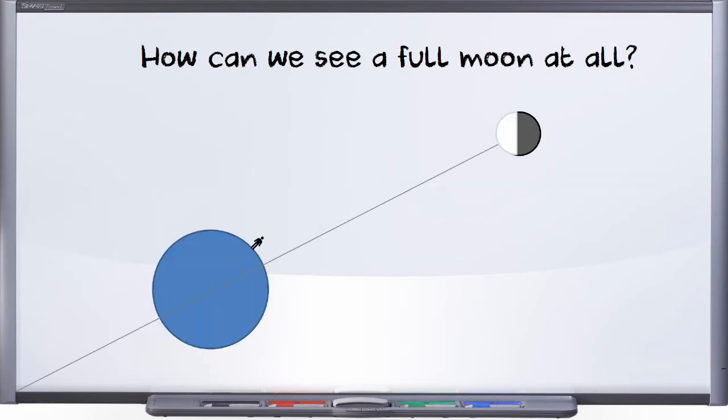So if we place a little observer here on the Earth, and the observer looks up at the moon, that's where the observer is going to see the top of the moon, and here's the bottom of the moon. And what we're going to see is that the top of the moon is clearly illuminated, but the bottom of the moon is down in the dark region.